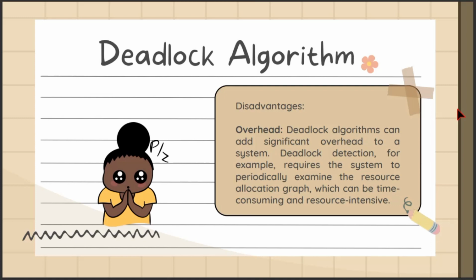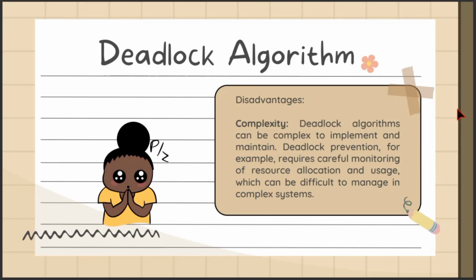Now the disadvantages. First is overhead. Deadlock algorithms can add significant overhead to a system. Deadlock detection, for example, requires the system to periodically examine the resource allocation graph, which can be time-consuming and resource-intensive. The second one is complexity. Deadlock algorithms can be complex to implement and maintain. Deadlock prevention, for example, requires careful monitoring of resource allocation usage, which can be difficult to manage in complex systems.